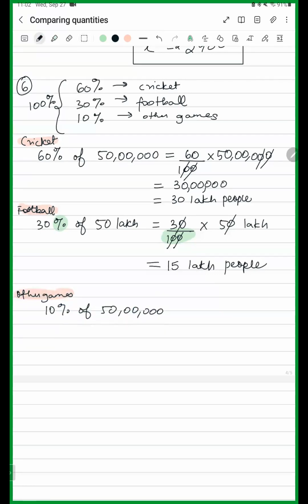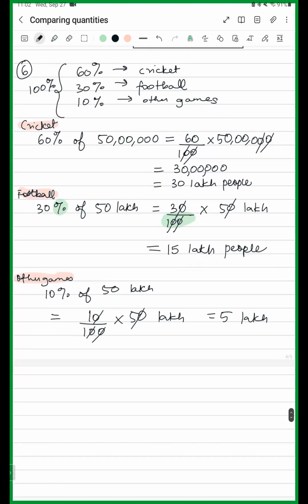Similarly for other games, 10% of 50 lakh. So 10 by 100 of 50, and then you just write lakh. This zero cancels with this zero and you have 5 lakh. So the question had asked, find the exact number who like each type of game. So we found it.